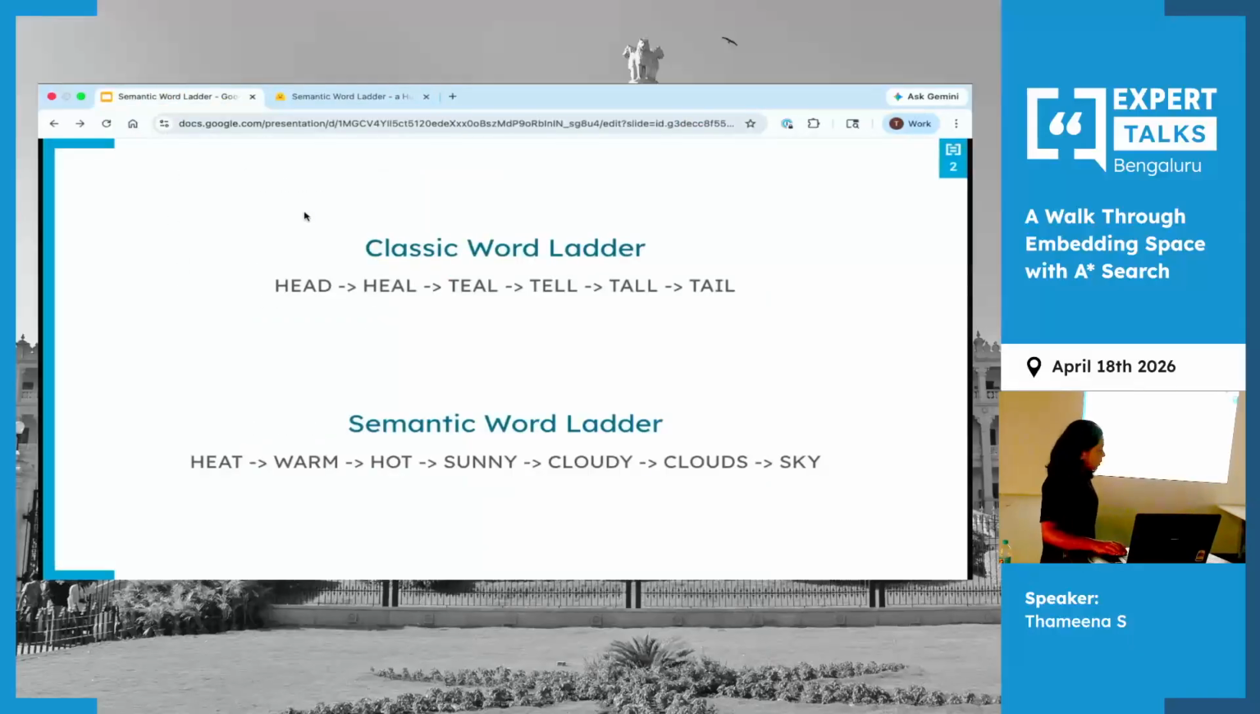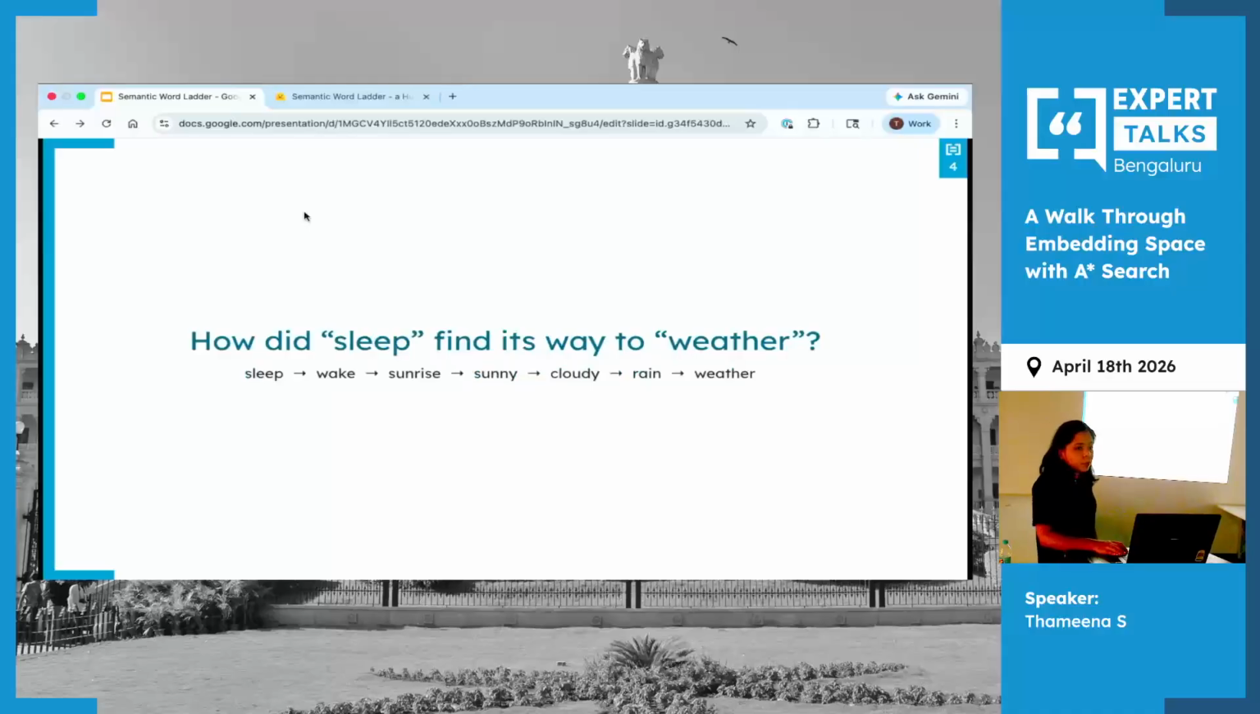And for the next couple of minutes, I am going to talk about a few concepts that you need to understand to build something like this. Or in other words, I'm going to explain how sleep found its way to weather. Since this involves a lot of words, the very first thing I need is a data set of words. So I've used a data set of 10,000 commonly used English words as the input. And after loading that, the next thing I did was to convert those into embeddings.